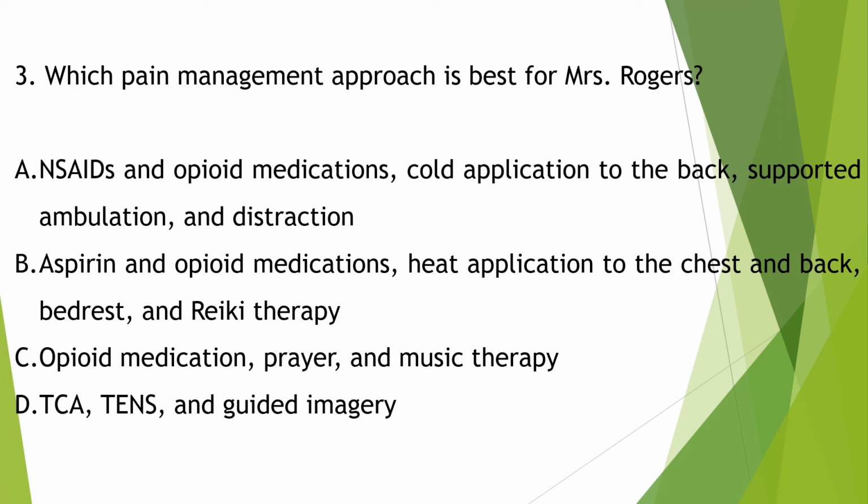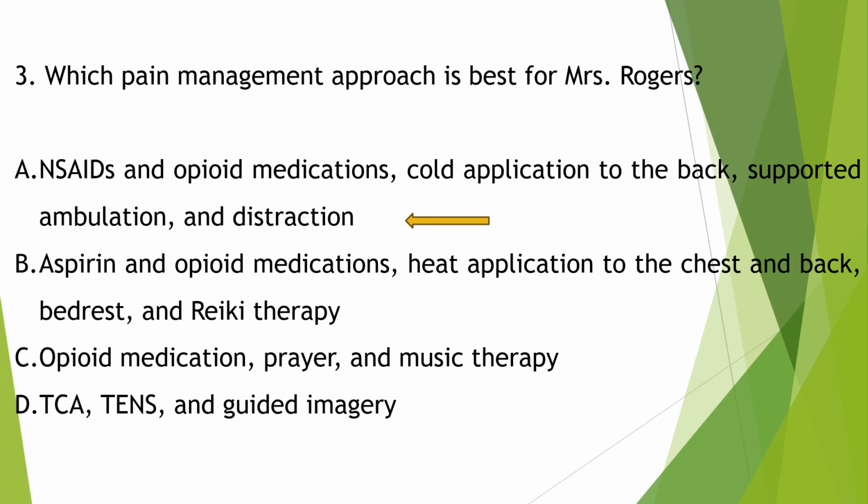So here the patient Mrs. Rogers is having a mixed type of pain. When a patient is having a mixed type of pain, non-steroidal anti-inflammatory drugs, opioids, cold application along with ambulation and distraction are the best approaches. Ambulation, you know, will address the chronic back pain and also it will decrease the complication of constipation that is associated with opioid.